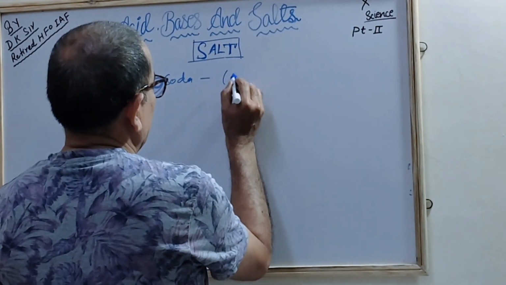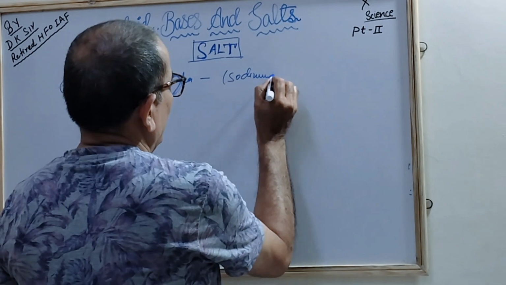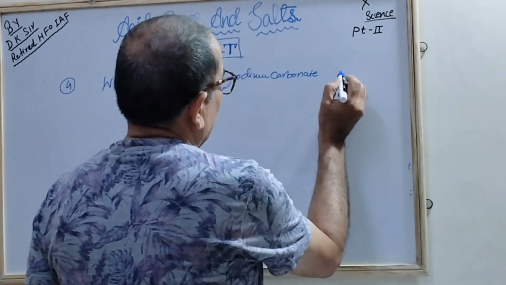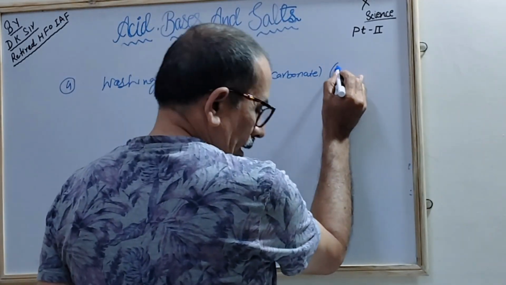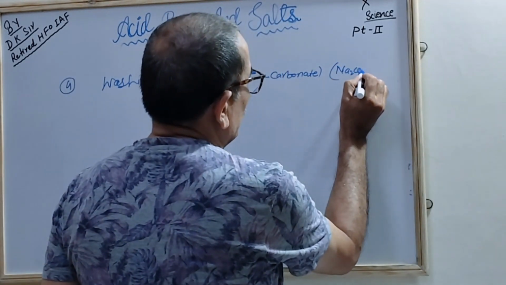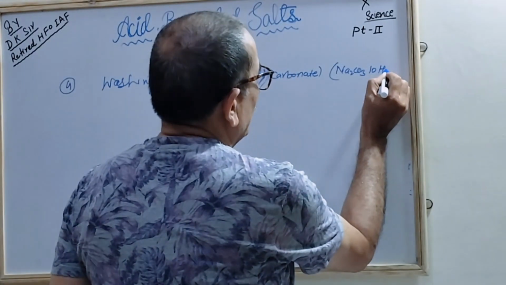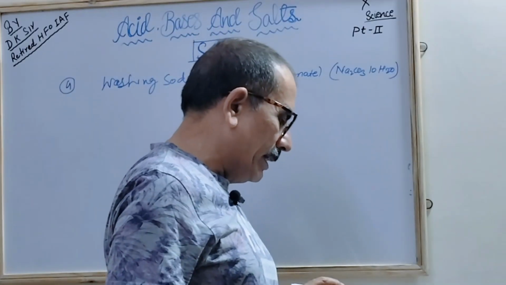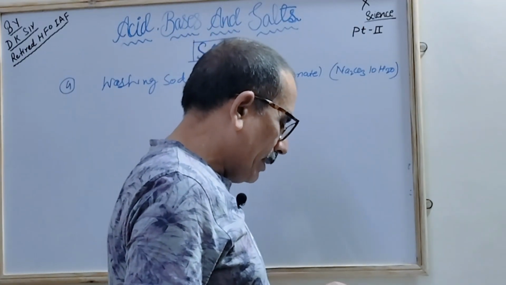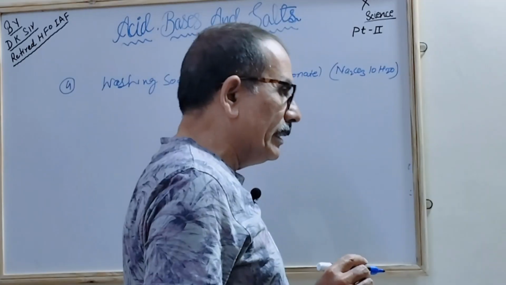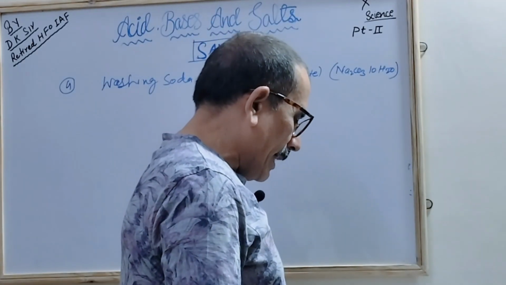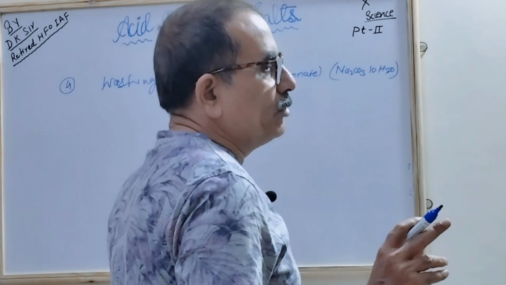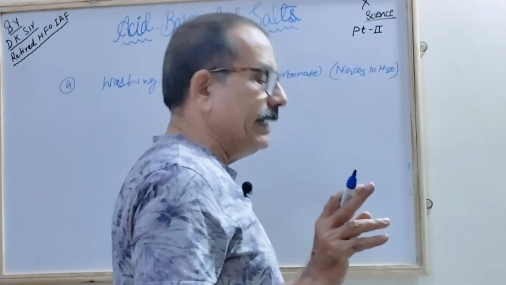Basically it is sodium carbonate. Correct? But its formula is a little different. What is different? Na2CO3 and 10H2O is there. The water is there. Then it becomes the washing soda. Sodium carbonate is a white crystalline solid, and its solution in water is alkaline in nature. Correct? It has the property to remove dirt and grease. So the washing soda we are using in the bathroom for cleaning of the clothes and all.